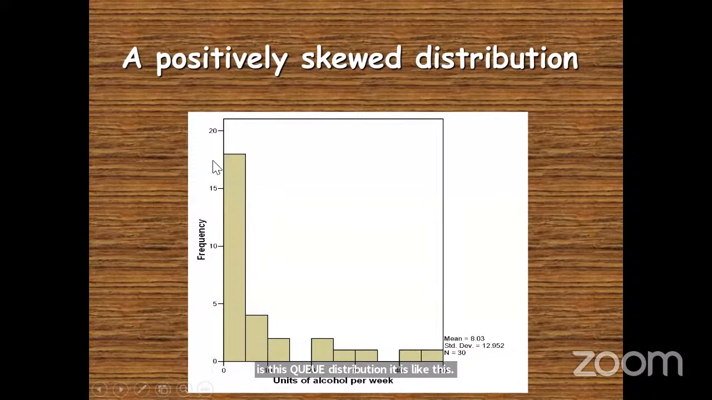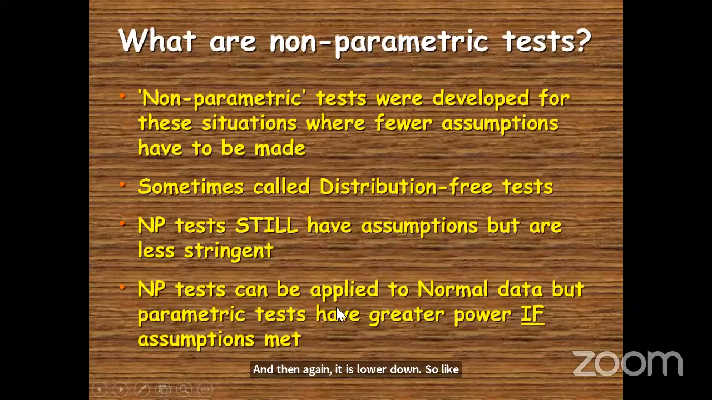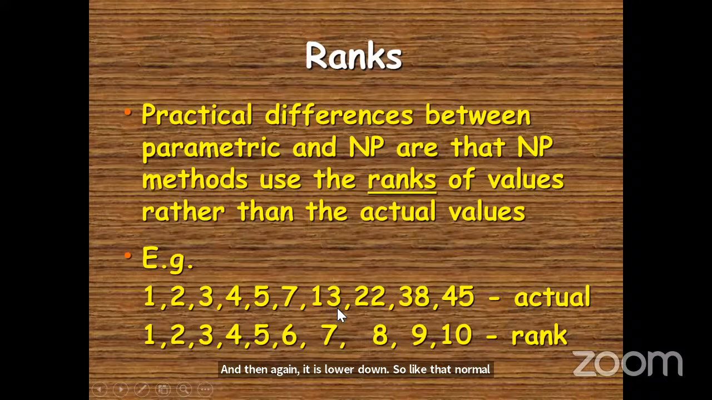This is a positively skewed distribution. It means initially it is greater and afterwards it goes to a lower side. So it is not normal. In a normal distribution, we have initially lower values, then the maximum part in the middle, and then again it lowers down. Like that, a normal distribution is there.